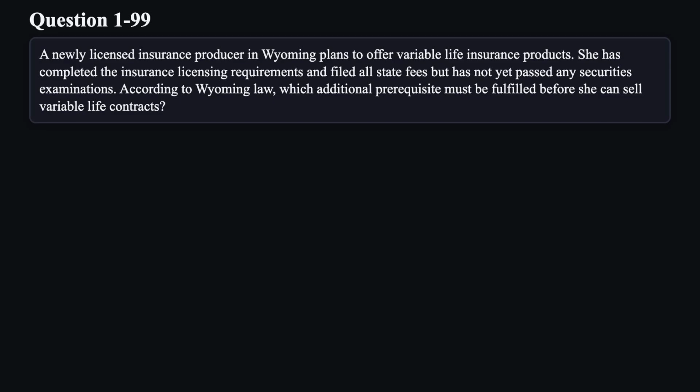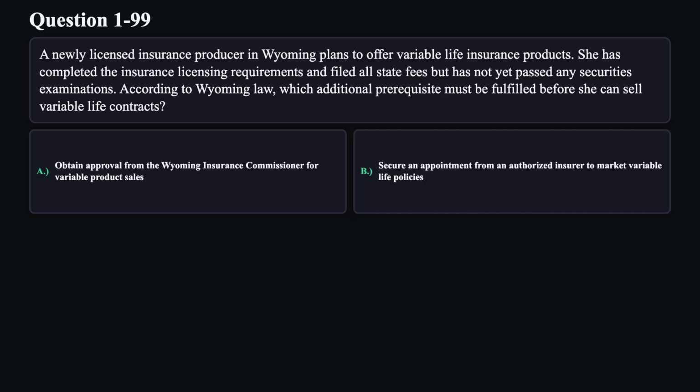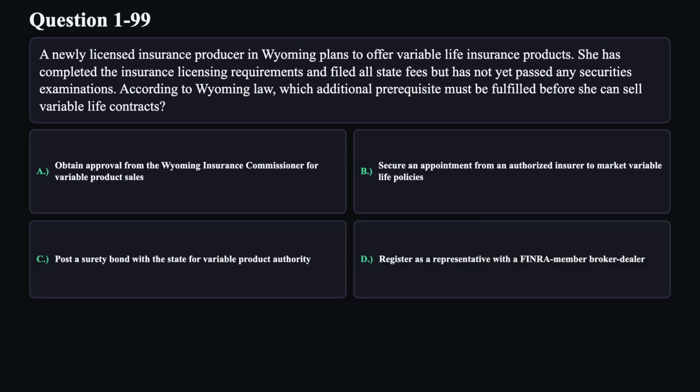Question 99. A newly licensed insurance producer in Wyoming plans to offer variable life insurance products. She has completed the insurance licensing requirements and filed all state fees but has not yet passed any securities examinations. According to Wyoming law, which additional prerequisite must be fulfilled before she can sell variable life contracts? A. Obtain approval from the Wyoming Insurance Commissioner for variable product sales. B. Secure an appointment from an authorized insurer to market variable life policies. C. Post a surety bond with the state for variable product authority. D. Register as a representative with a FINRA member broker-dealer.